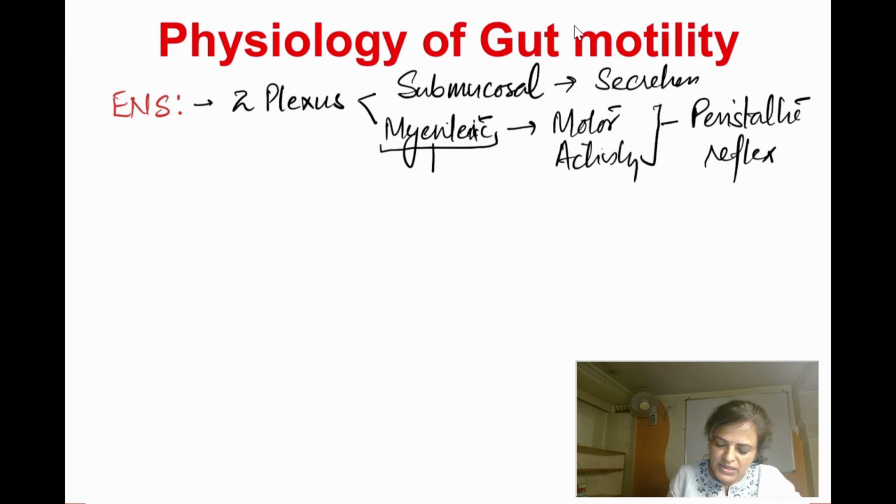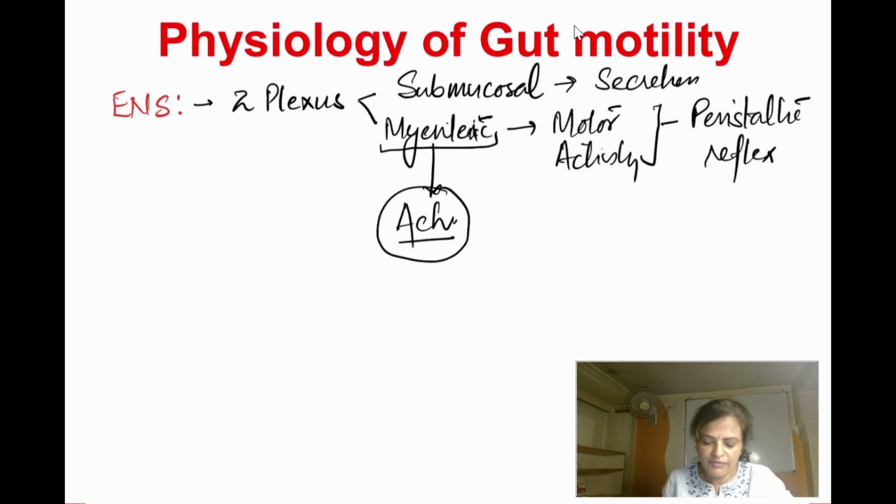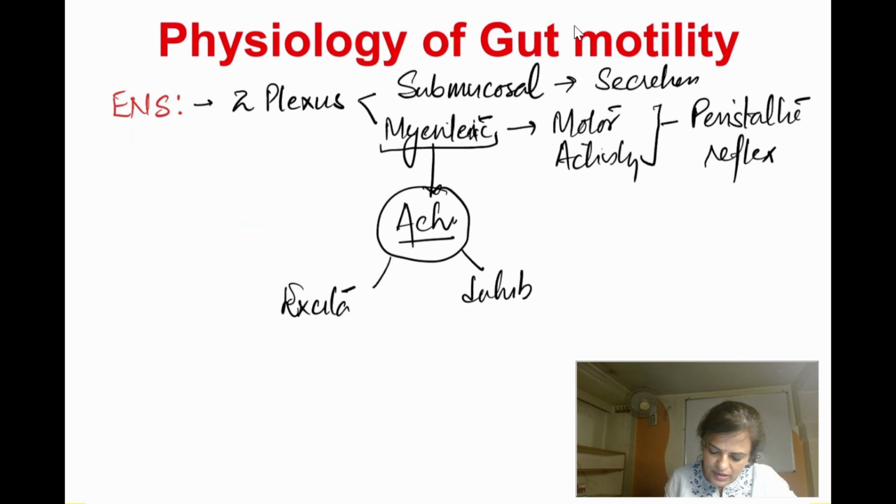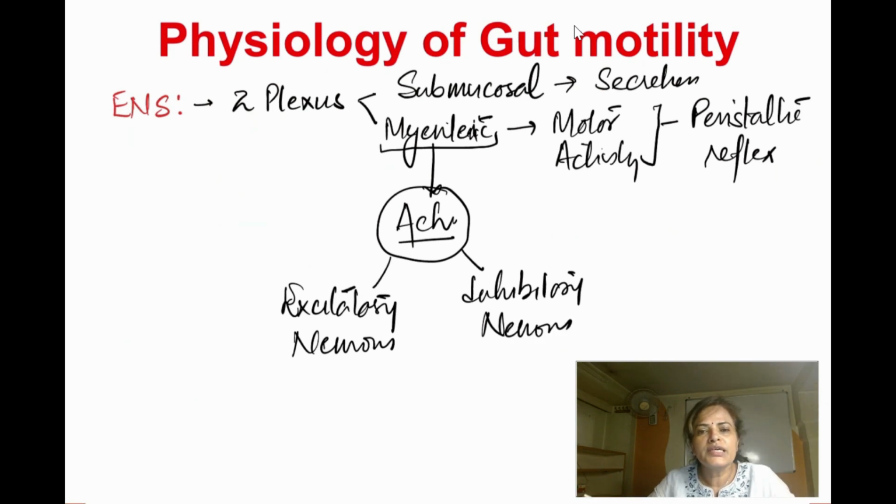Now the main neurotransmitter in this myenteric neuron is acetylcholine. So this is a cholinergic myenteric neuron. This is going to receive input from excitatory neurons and inhibitory neurons. Now how are these neurons stimulated? Let's see the next picture.